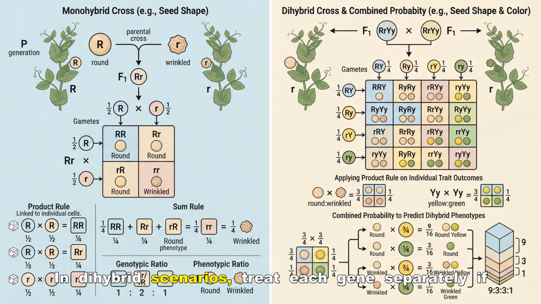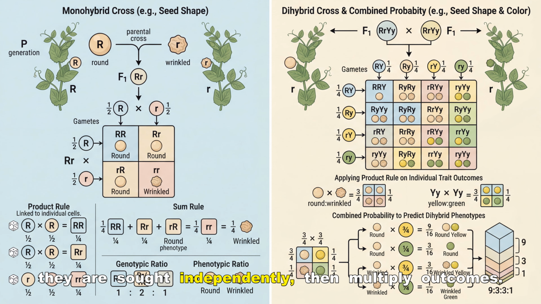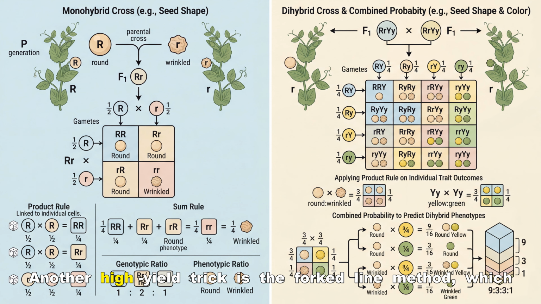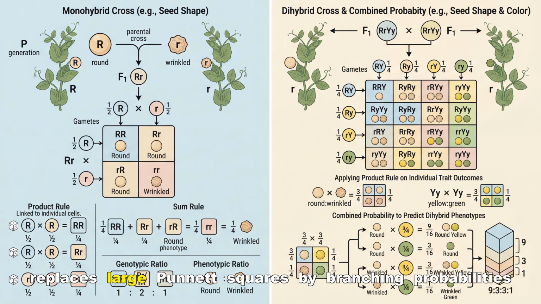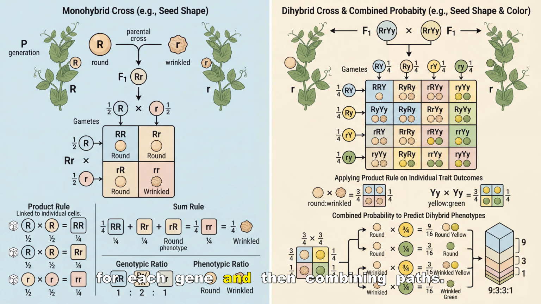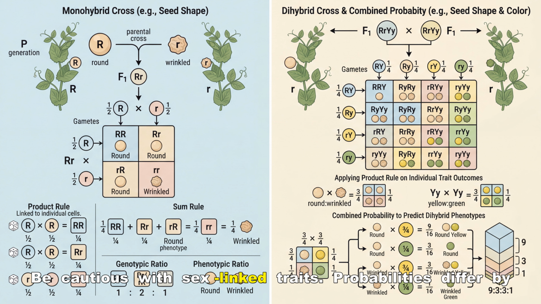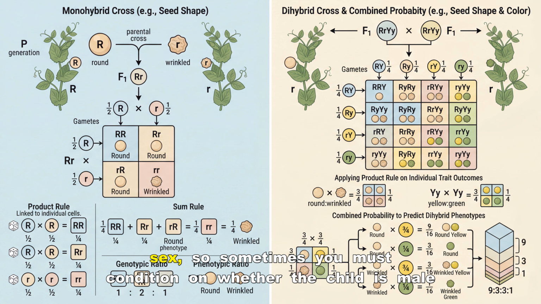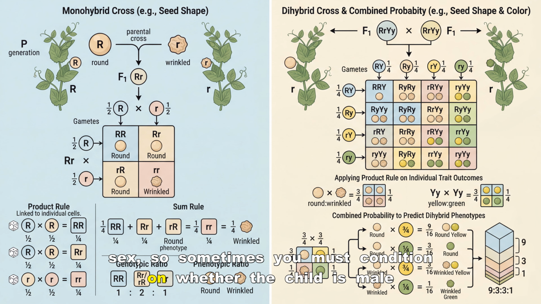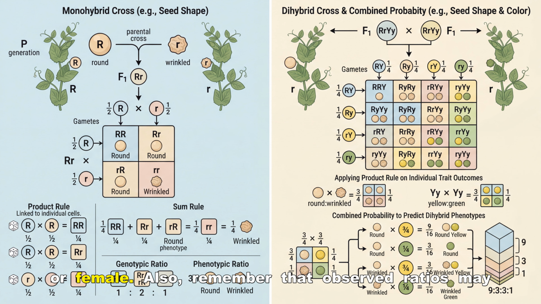In dihybrid scenarios, treat each gene separately if they are assorted independently. Then multiply outcomes. Another high-yield trick is the forked line method, which replaces large Punnett squares by branching probabilities for each gene and then combining paths. Be cautious with sex-linked traits. Probabilities differ by sex, so sometimes you must condition on whether the child is male or female.